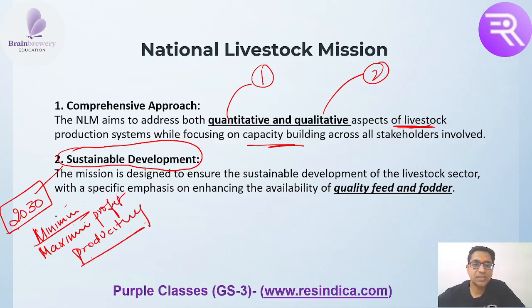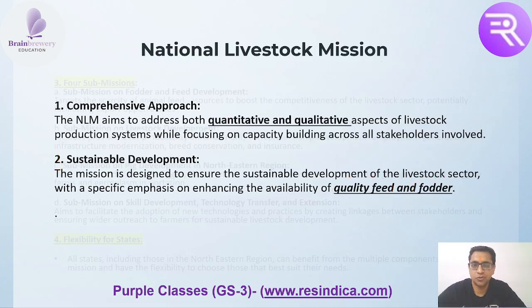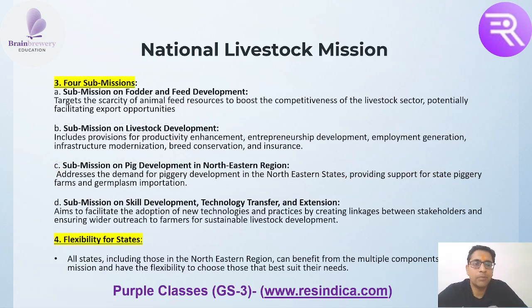Okay, so sustainable development: how we can increase the quality of feed and fodder by using science and technology or various types of genetic makeup. If we are improving the quality of feed and the quality of fodder material, then again we will be working in a sustainable way in order to achieve our whole National Livestock Mission. So there are four submissions.